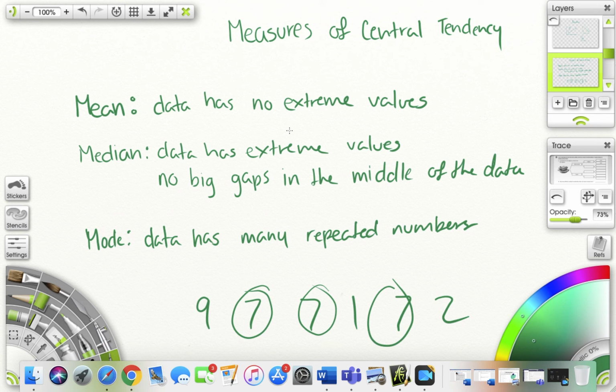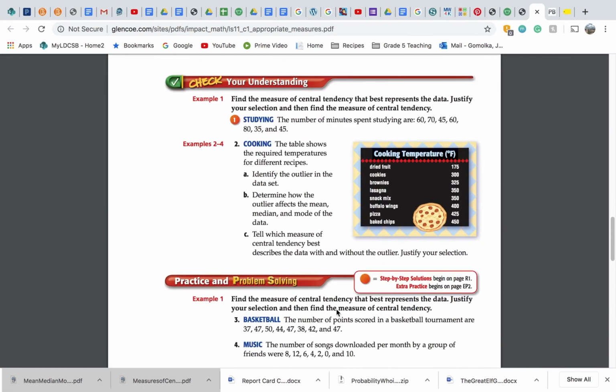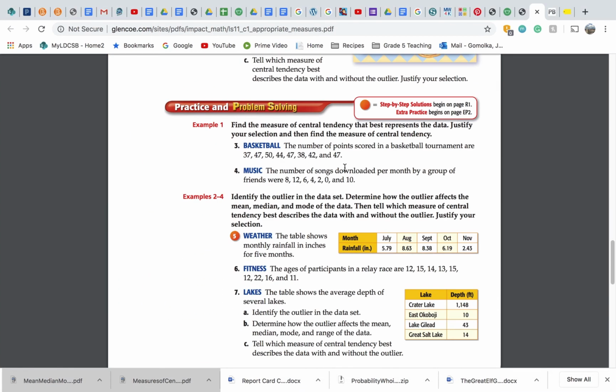All right. So today you're going to have questions that look like this. I'll even show you kind of what they look like. So these are some examples based off of it. But if we're looking at numbers like this, basketball, the number of points scored in a basketball tournament are 37, 47, 50, 44, 47, 38, 42, and 47. Which measure of central tendency would best describe this set of data?